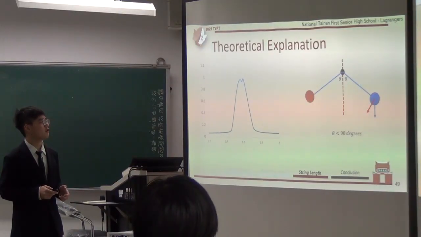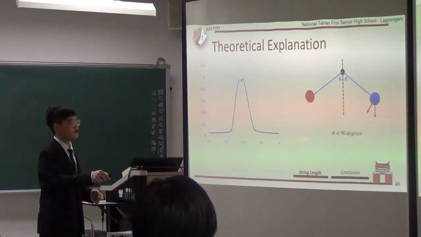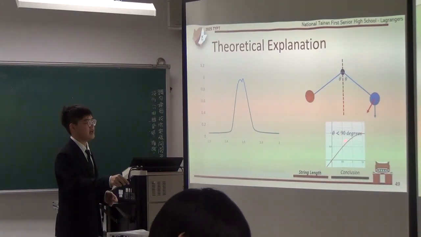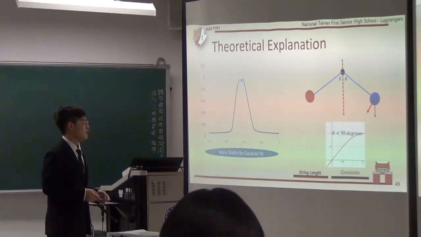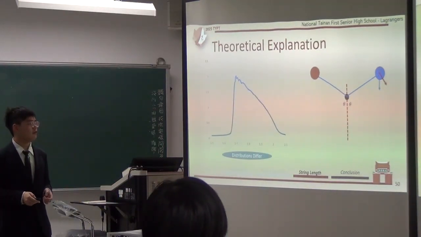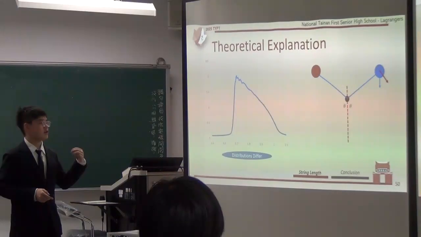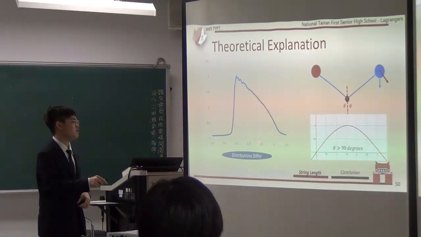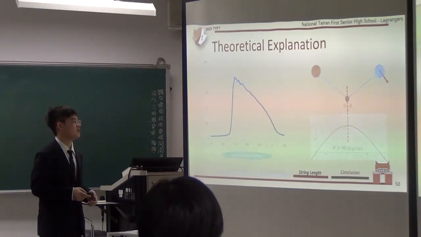Okay, so this is the theoretical explanation. Under 90 degrees, the force can be modeled with the sine, and it only has an upward trend, so this is more stable for a Gaussian fit. However, when it reaches more than 90 degrees, you will have this relation, where the distributions might differ, so you cannot use a Gaussian fit.